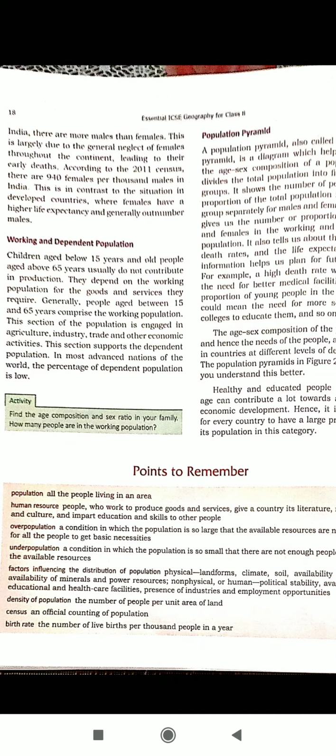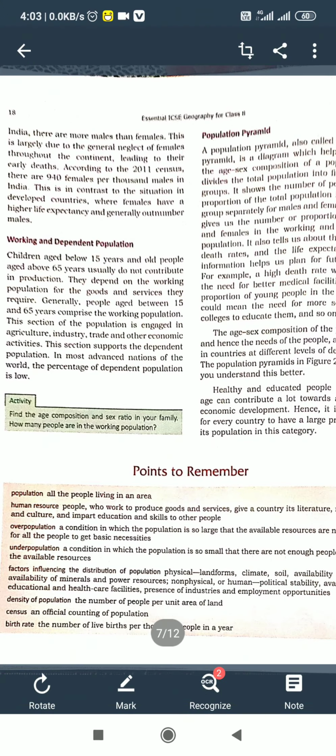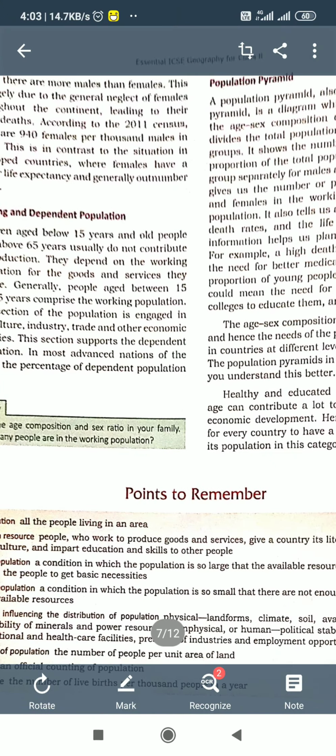Dependent population, the section of population generally aged below 15 years or above 65 years that usually does not contribute in production but depends on the working population for goods and services. Population pyramid, a diagram which helps us study the age-sex composition of a population and also tells us about the birth rate and death rate and the life expectancy.